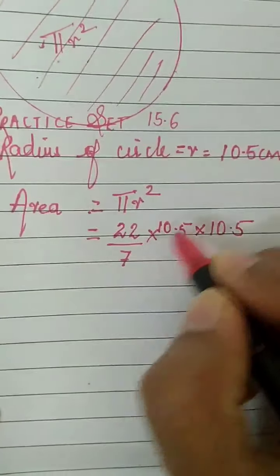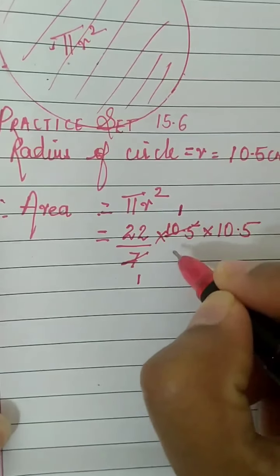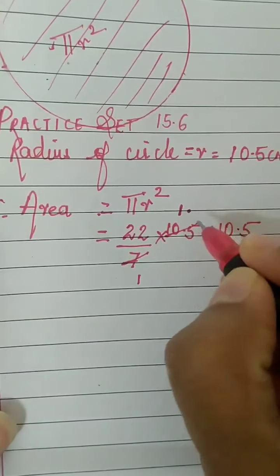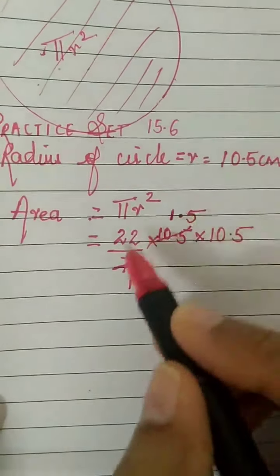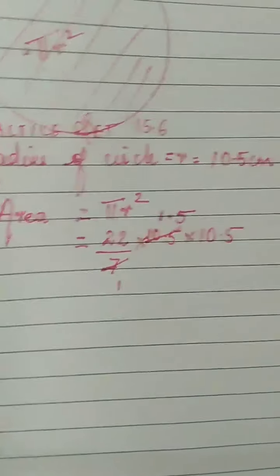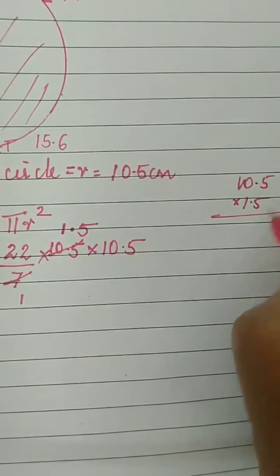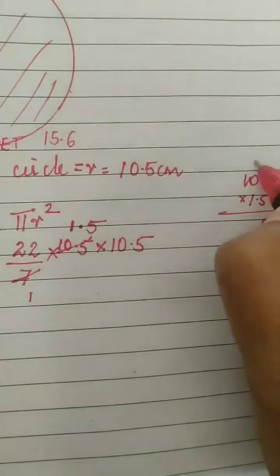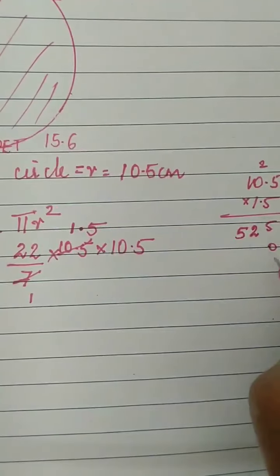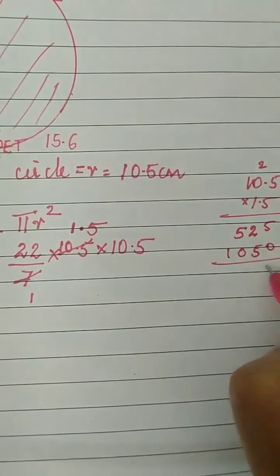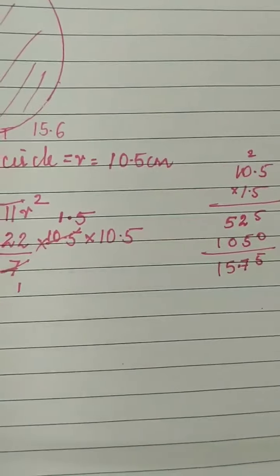Now 10.5 and 7 we can cancel. 7 ones are 7, 3 remains. 0.35 means 35, 7 fives are 35. Okay, now let us multiply these numbers and get the answer. 10.5 into 1.5. 5 fives are 25, carry 2. 5 ones are 5. 5 ones are 5. 0 and 1. 5 7 5 1. Decimal point, 15.75.